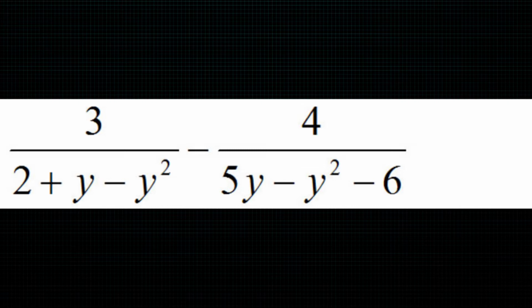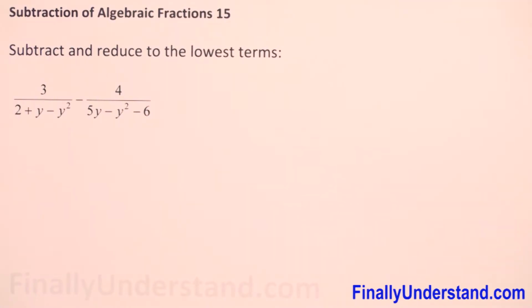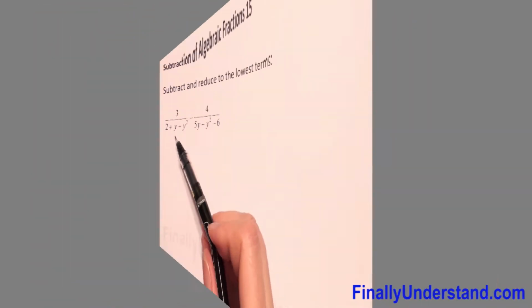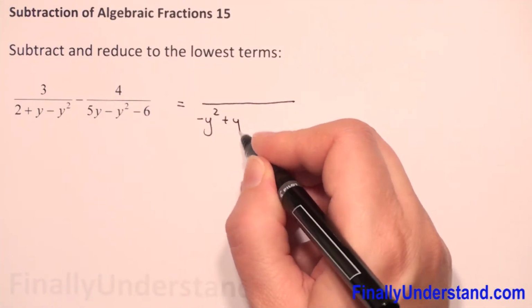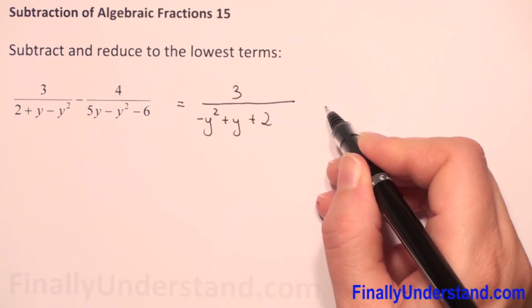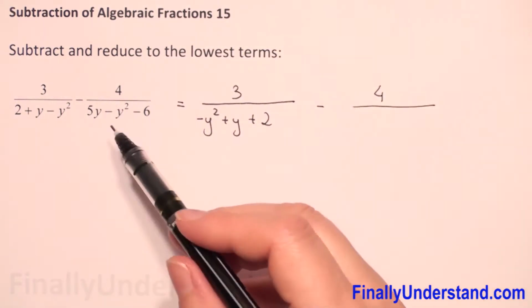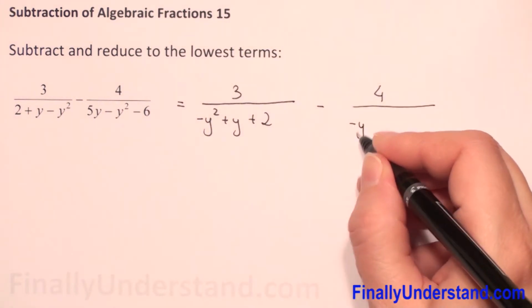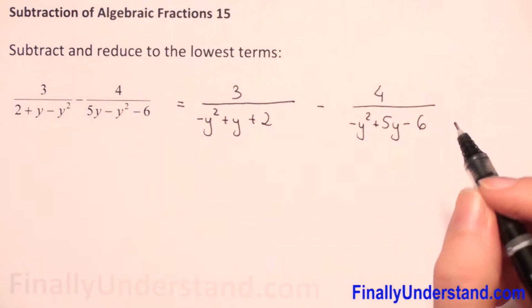We have to subtract algebraic fractions. How do we do this? We have to have the same denominator. So first, I will organize our denominator. We will have negative y squared plus y plus 2 in the first denominator, 3 we copy, and minus 4 over, with the highest power first, negative y squared plus 5y, and we have negative 6.